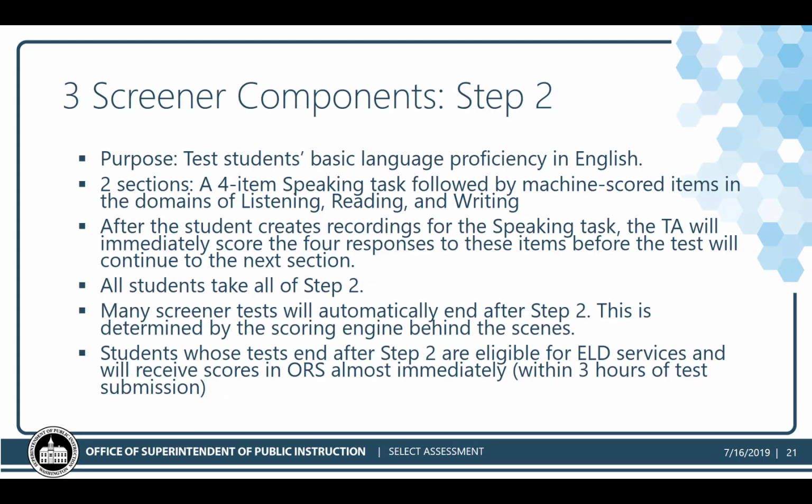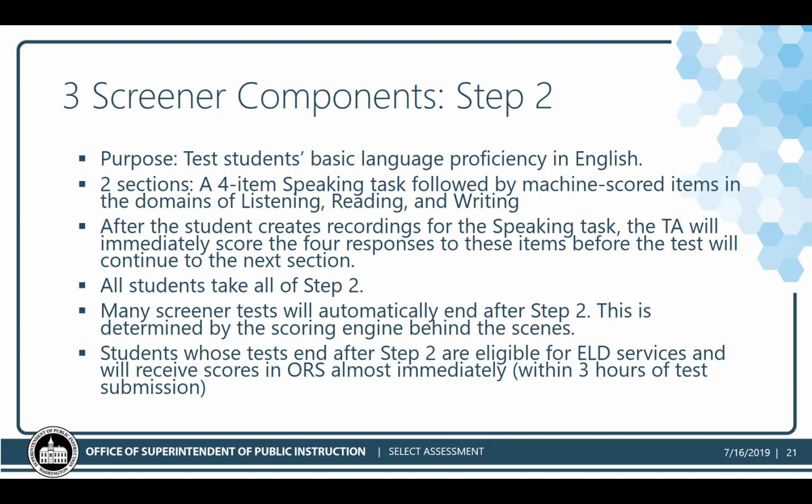Step 2 is where the scored portion of the test begins. This portion of the test contains a separate speaking-only section at the beginning. The speaking items presented in this section are the ones the TA scores. Through these 4 speaking items, the test must be administered one-to-one. The other 3 language domains are presented through the remainder of Step 2. All students take Step 2.